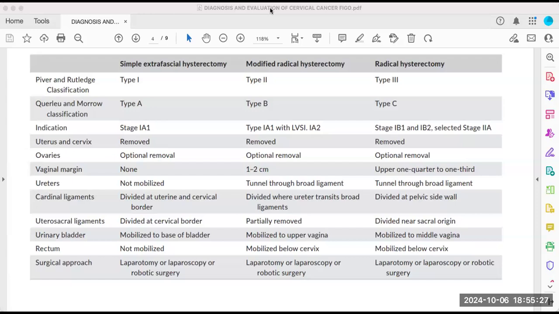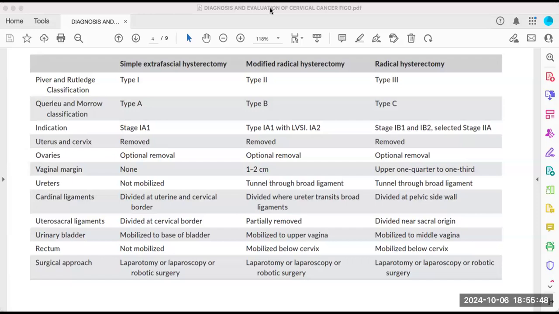Okay, so as you can see, my friends, the cervical cancer management is a bit aggressive. That's because of the sensitivity of the type of this cancer, and because of the high spread of it. Correct?